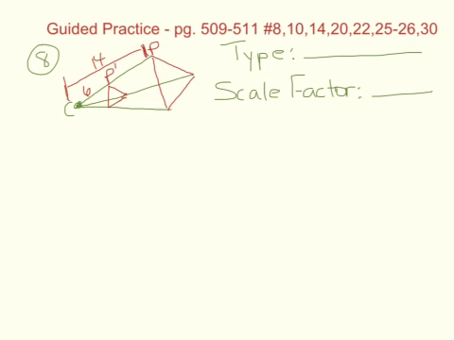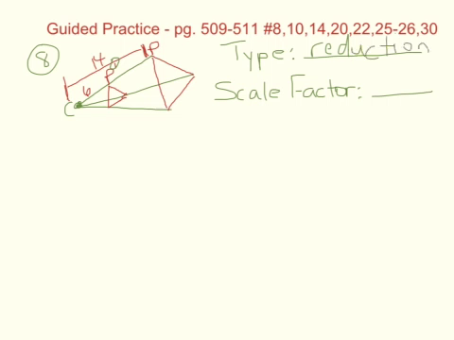So the problems that I'll be doing are pages 509 to 511, 8, 10, 14, 20, 22, 25, and 26, and number 30. So on number 8, we wanted to identify the type of dilation and also what its scale factor is. So identify the type. First of all, you need to know that this little prime mark means that that's the new figure. So this is a reduction because the original figure got smaller compared to the new figure.